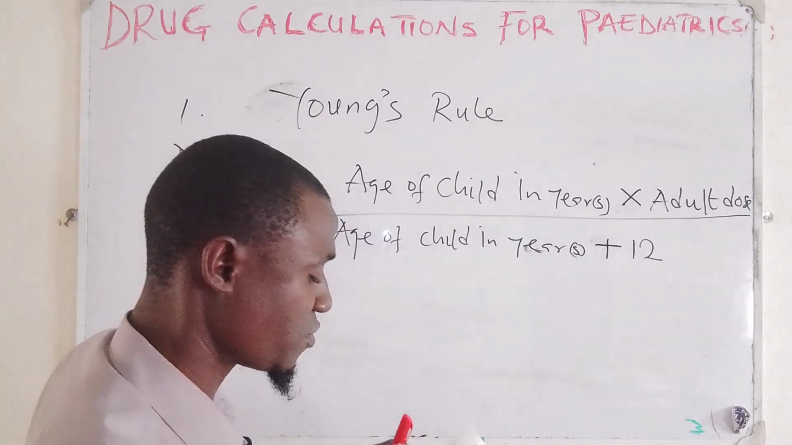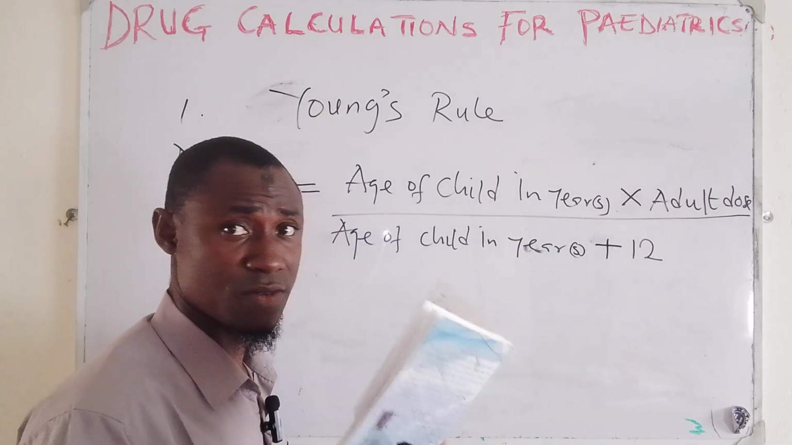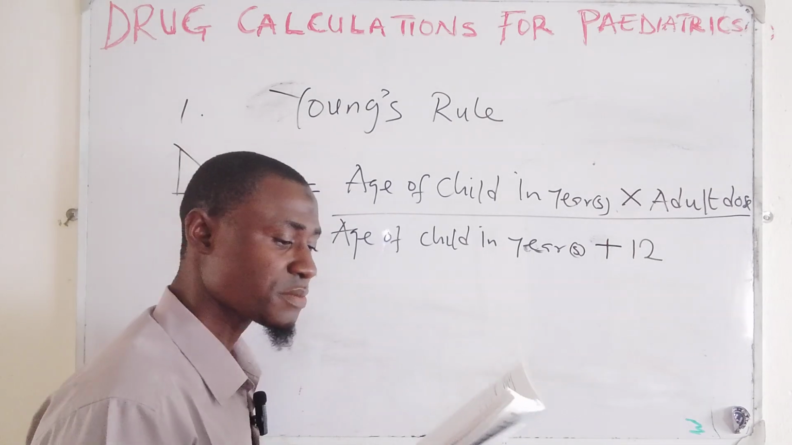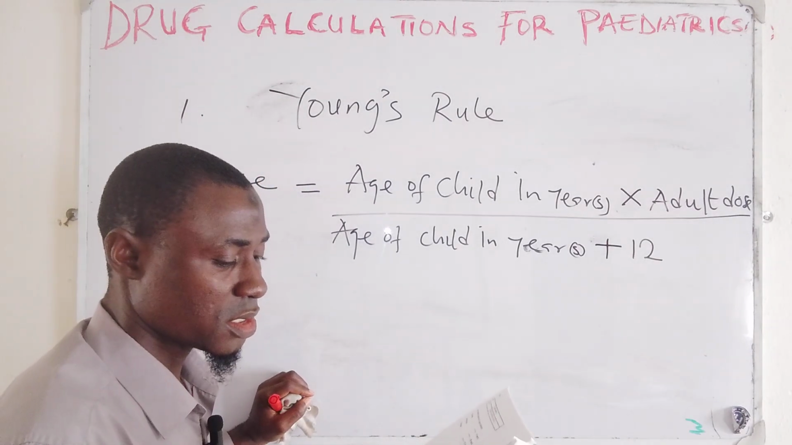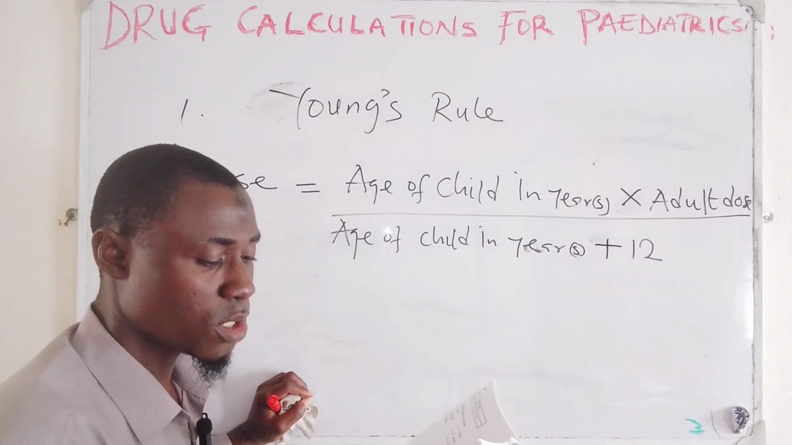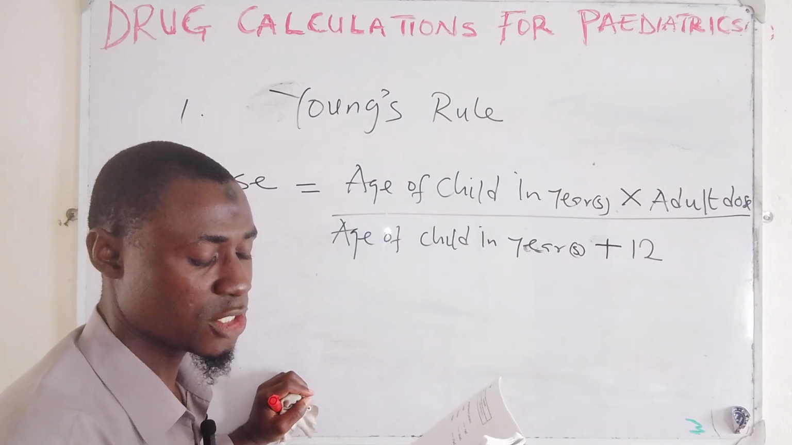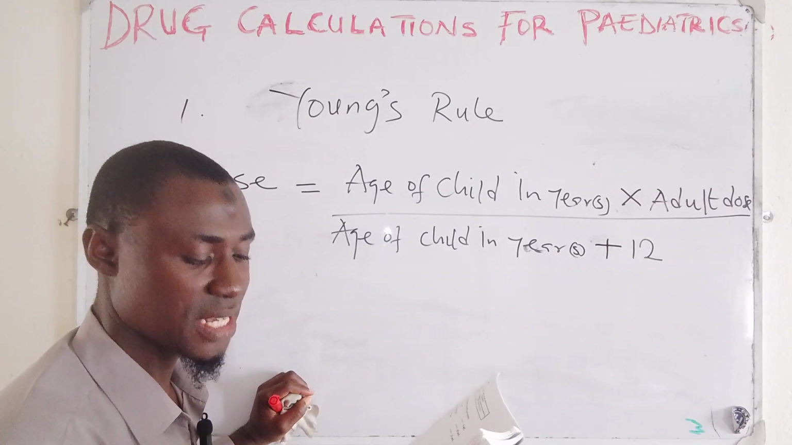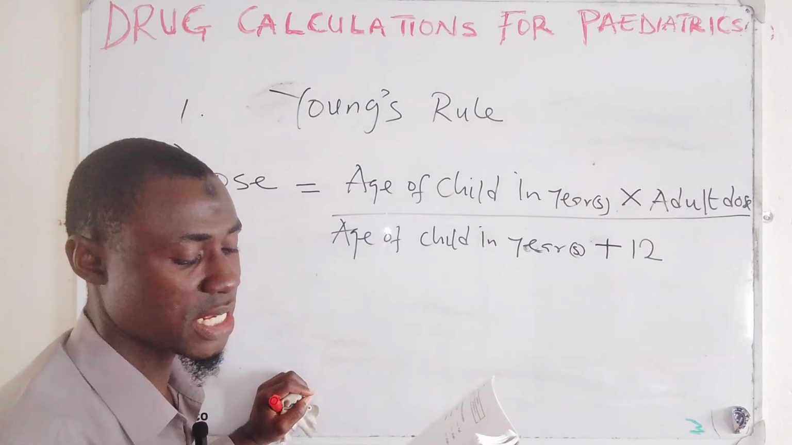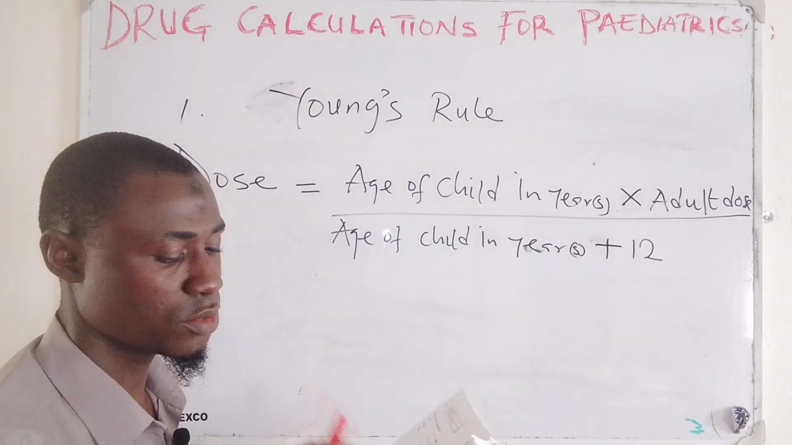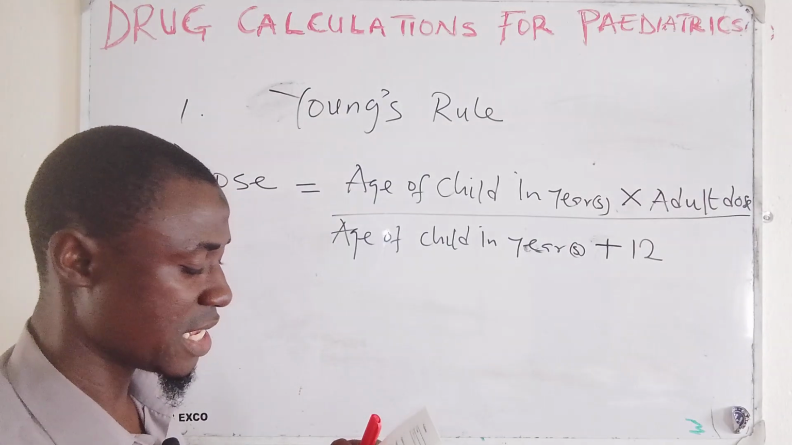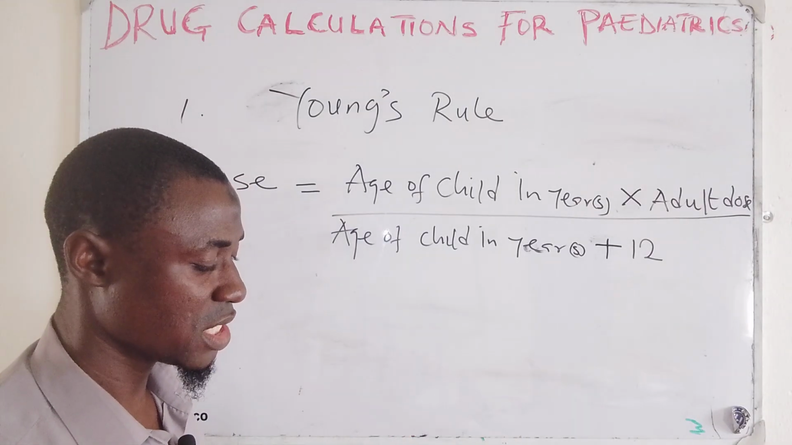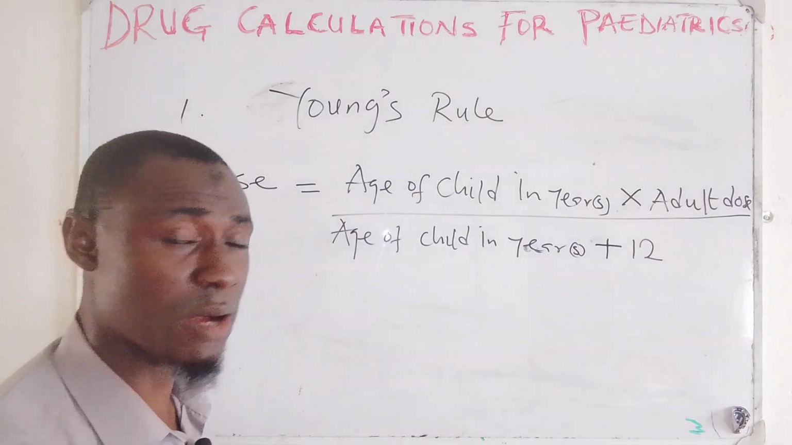Now let's quickly take the example from this book. This is the book of reference we'll be using throughout this class. Now let's take the first example. Example 1: what dose of artemether injection will you administer to a child of 5 years if the adult dose is 160 milligrams? Now we have a question.